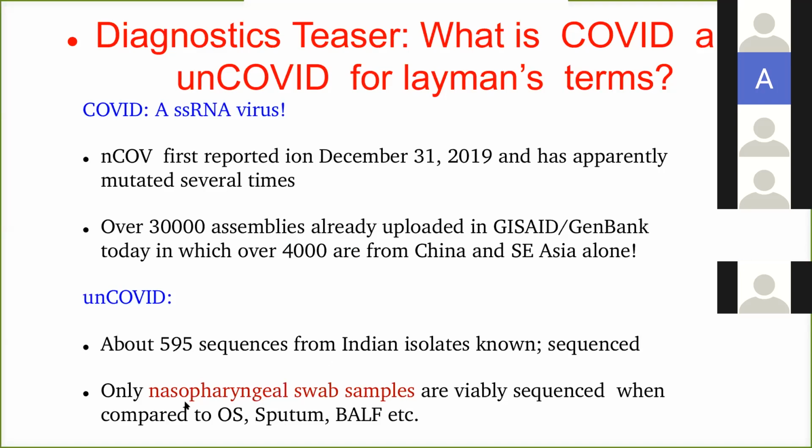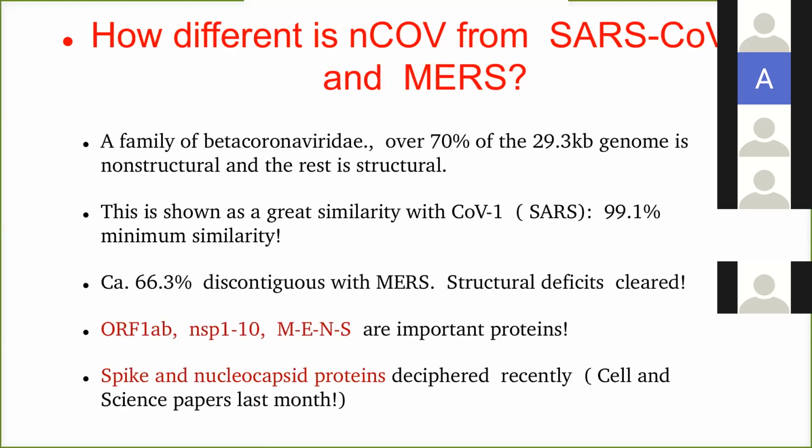And usually the samples that are sequenced are nasopharyngeal swab samples, oropharyngeal samples, sputum, and of course, the lavage, and in a rare case, the blood, because the transmission is not really through blood. So there's a difference, as the speakers have wonderfully expressed, in how the novel coronavirus or SARS-CoV-2 clades differently from SARS-CoV-1 and MERS.